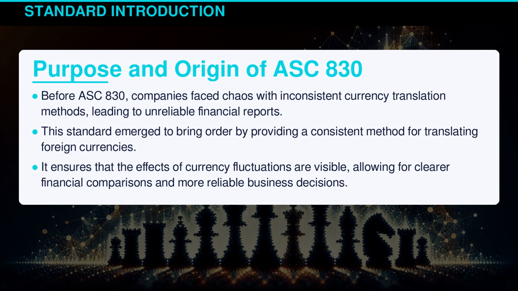Before ASC 830, companies faced chaos with inconsistent currency translation methods, leading to unreliable financial reports. This standard emerged to bring order by providing a consistent method for translating foreign currencies. It ensures that the effects of currency fluctuations are visible, allowing for clearer financial comparisons and more reliable business decisions.